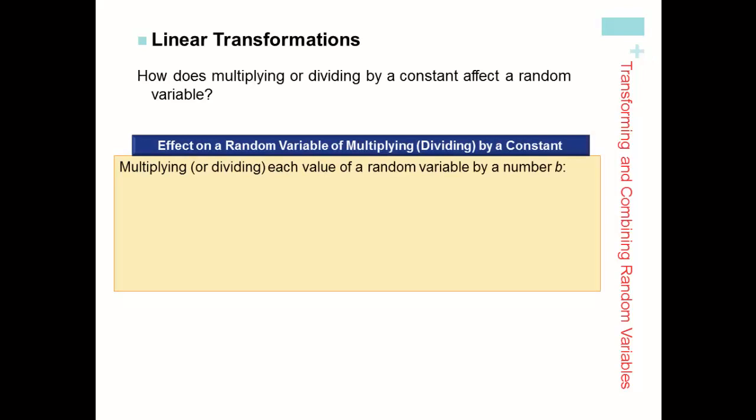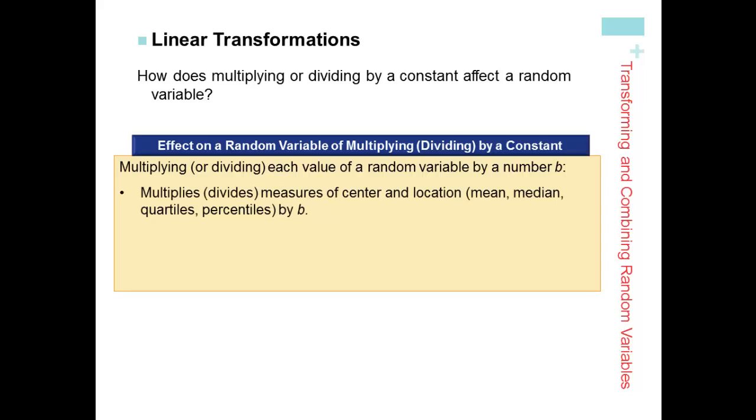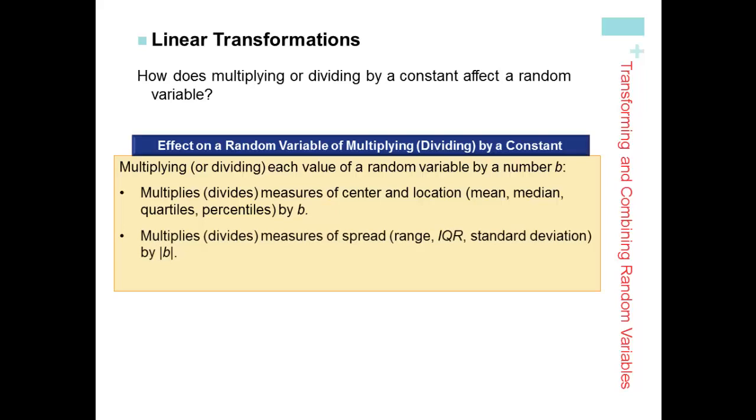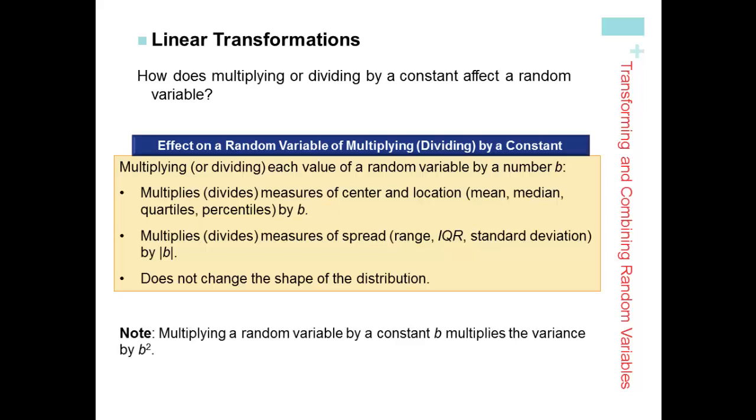When you multiply or divide each value of a random variable by a number b, it multiplies or divides the measure of the center and location, meaning the mean, the median, quartiles, and percentiles, by that value b, and it multiplies or divides the measure of spread, meaning your range, interquartile range, or standard deviation, by the absolute value of b. The shape of the distribution was identical for both pictures, so that does not change. Multiplying a random variable by a constant b will multiply the variance by b squared. Keep in mind the variance is nothing more than the standard deviation squared.